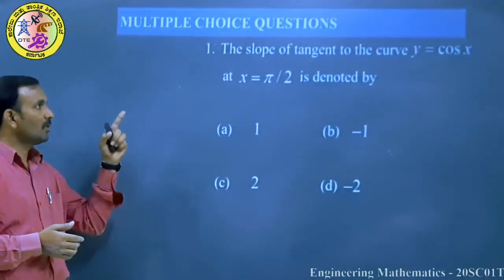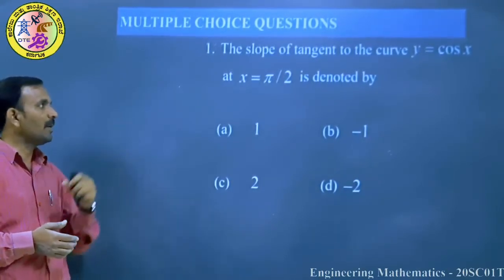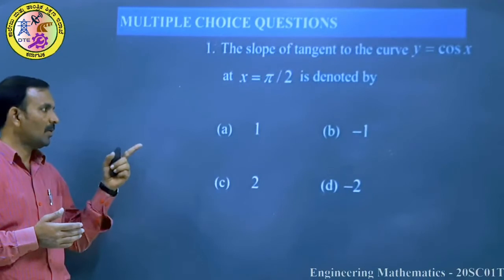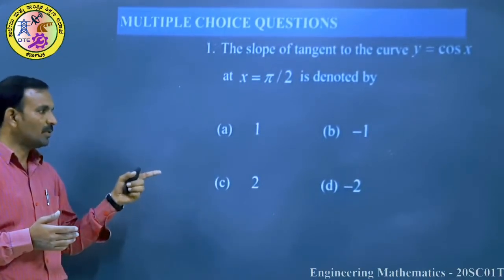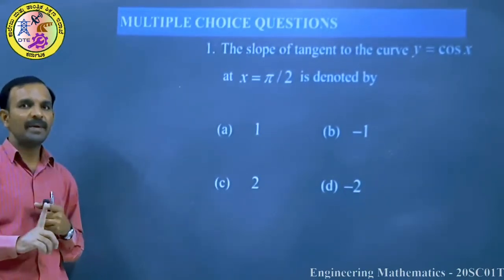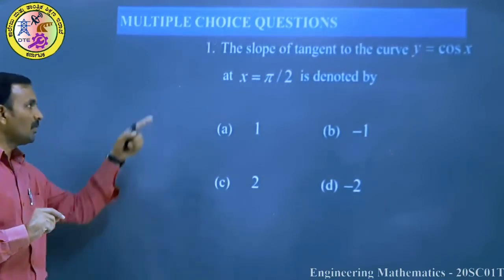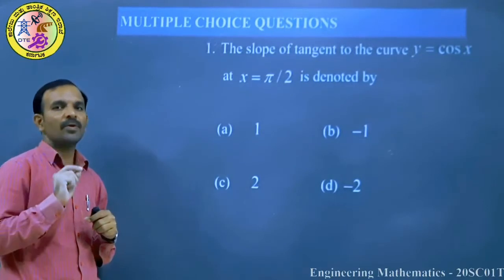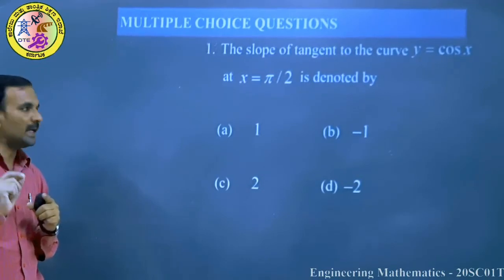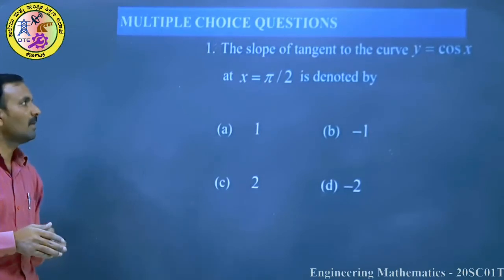First question, the slope of tangent to the curve y equal to cos x at x equal to pi by 2 is: option A 1, option B minus 1, option C 2, option D minus 2. You have to find dy by dx. Y equal to cos x, what is dy by dx? Minus sin x. At which point? Pi by 2. Put x equal to pi by 2, we get minus sin pi by 2, and the value is minus 1. That we have solved as example number 1.